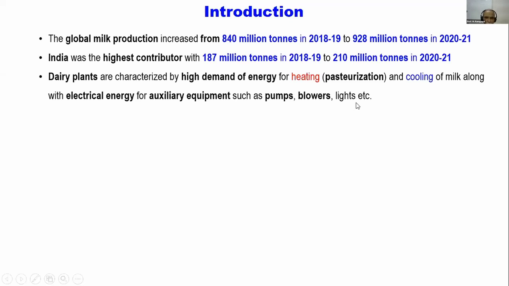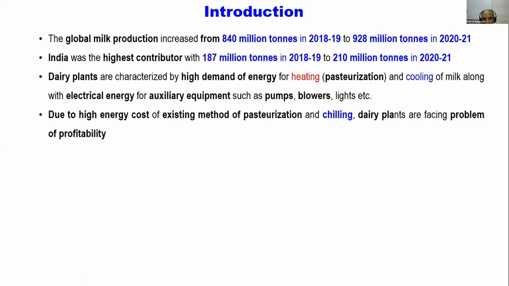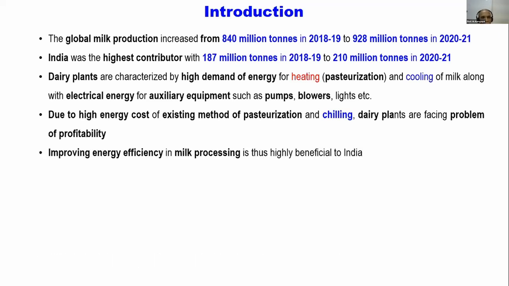Conventional dairy plants are characterized by high demand for energy, because we require energy for heating, mainly for pasteurization, and also for cooling of milk. Electrical energy is also required for auxiliary equipment such as pumps, blowers, etc. Some studies show that due to the high energy cost of existing methods of pasteurization and chilling, dairy plants are facing problems of profitability. So naturally, improving energy efficiency is highly beneficial, especially to a country like ours, which is the largest producer of milk.